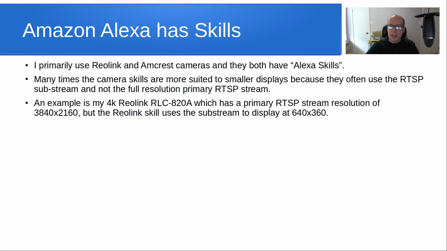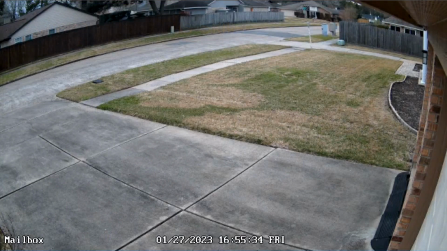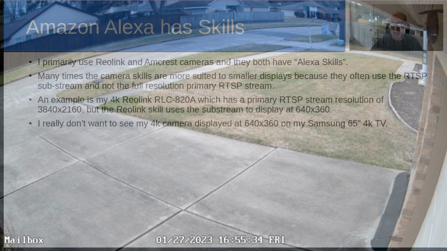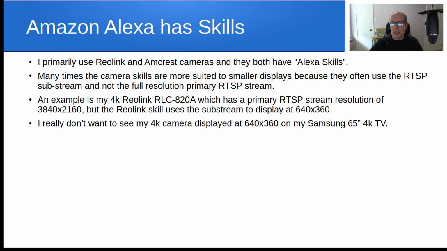An example is my 4K Reolink RLC-820A, and it has a primary RTSP stream resolution of 3840 by 2160, but my Reolink skill uses the substream to display that camera at 640 by 360. I really don't want to see my 4K camera displayed at 640 by 360 on my Samsung 65-inch 4K TV. I'd really like to see the full 4K resolution that camera is capable of.